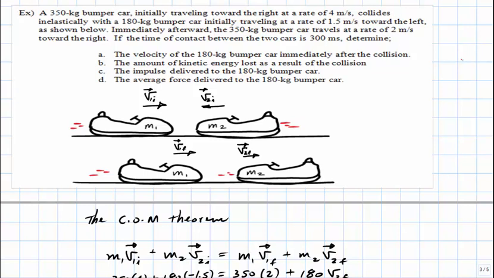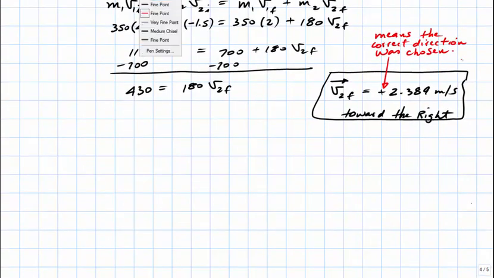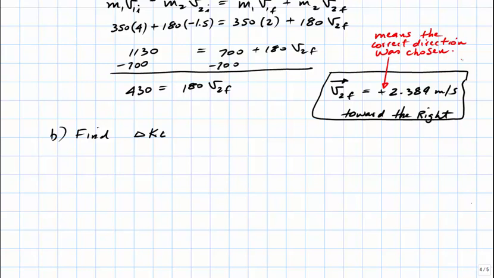In part B of the problem, we need to determine the amount of kinetic energy lost as a result of the collision. So in part B, we want to determine the change in kinetic energy, which we'll abbreviate as delta KE. Now, in order to determine the change in kinetic energy, we will need to determine the final kinetic energy of the system minus the initial kinetic energy of the system.